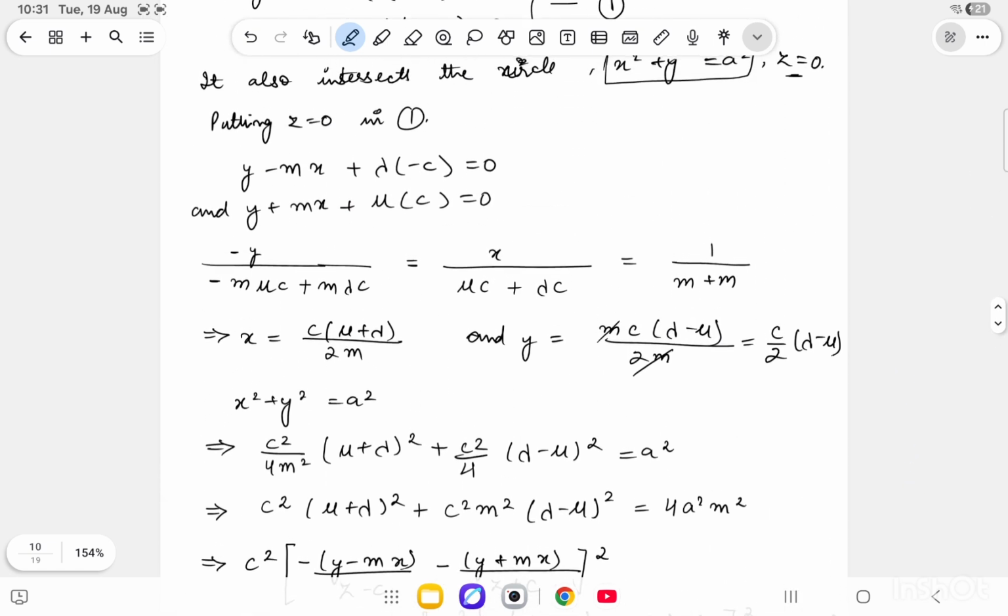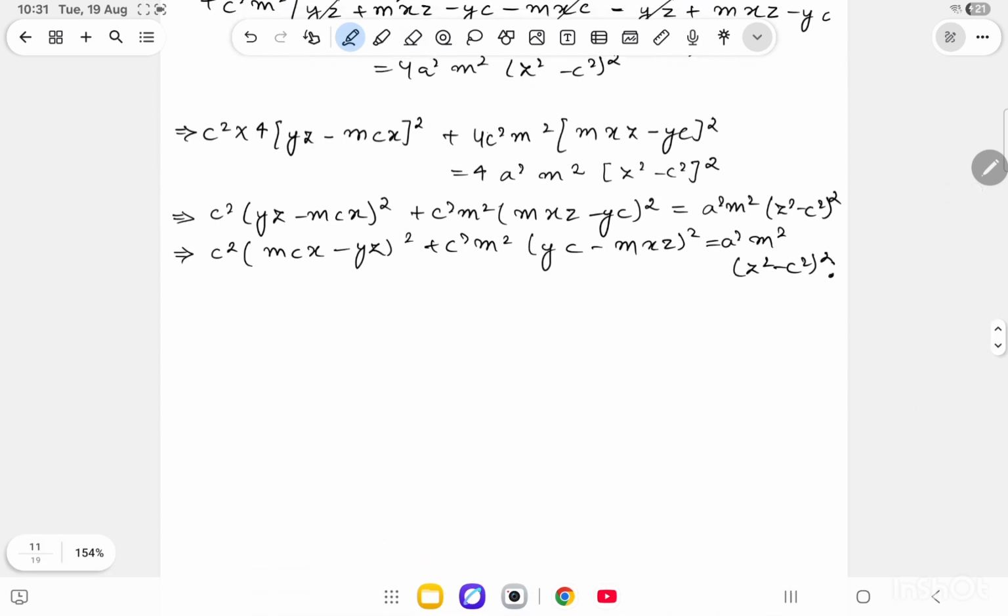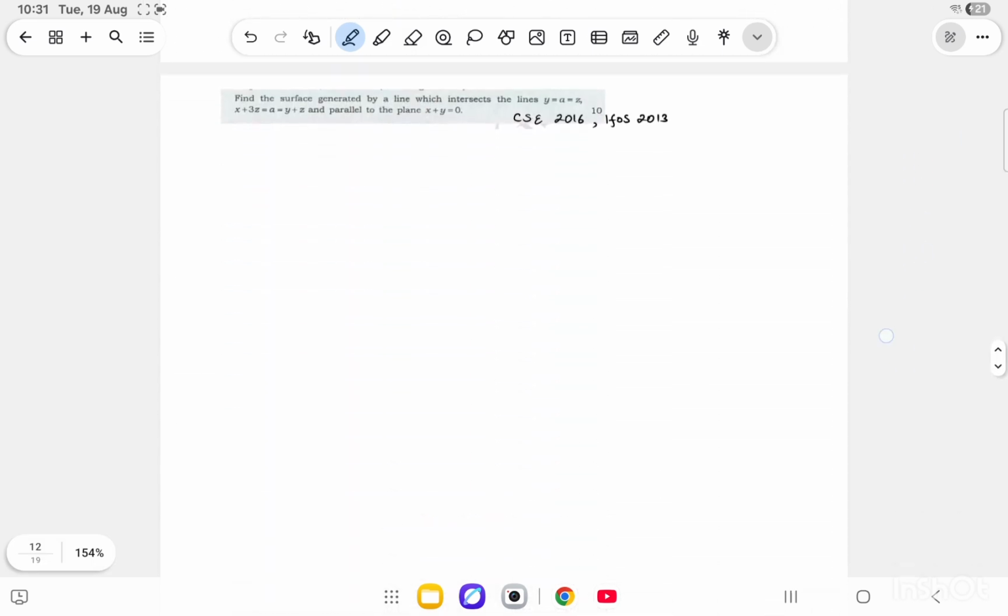So what you can do at this step, to avoid this much calculation, is you can just assume x equals a cos theta and y equals a sin theta. So there won't be this much calculation then. That will just simplify your process and maybe save some time in examination. So let us move on to the next question.